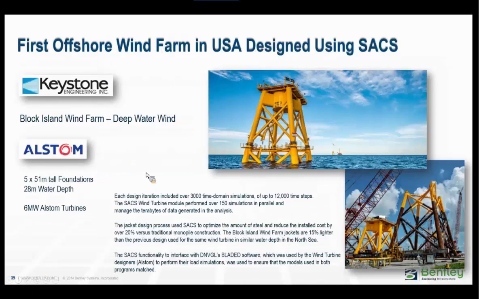And this is a first for SACS: the Block Island wind farm. It's the first offshore wind farm in the US, and we're proud to say that it was designed using the SACS wind turbine application. These were 51-meter tall foundations in a water depth of about 28 meters, with a 6 megawatt Alstom turbine on these structures. Again, this used the GH Bladed interface.